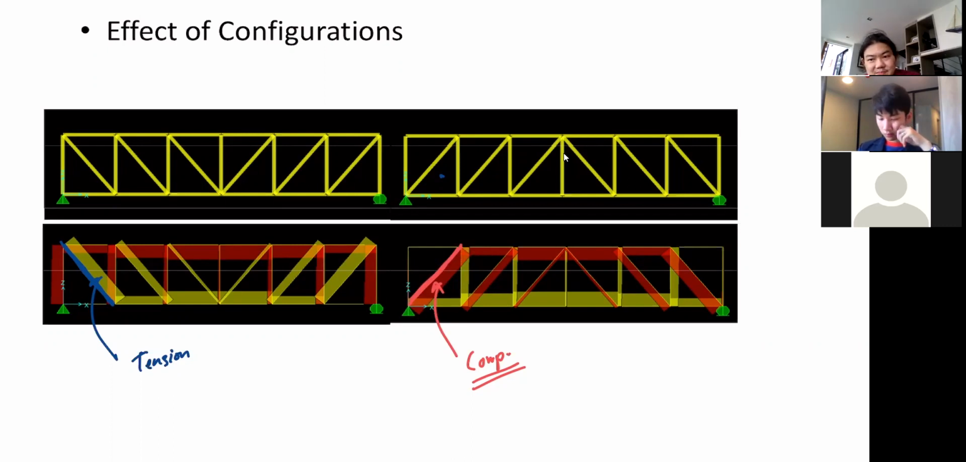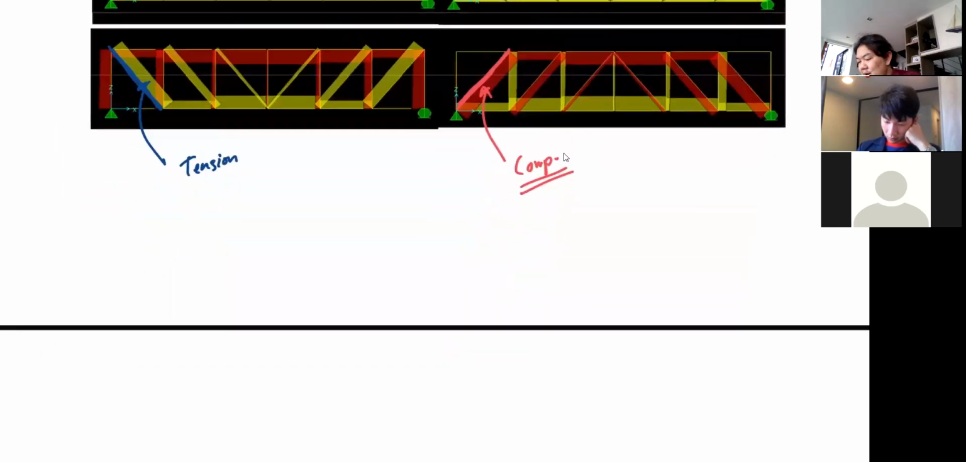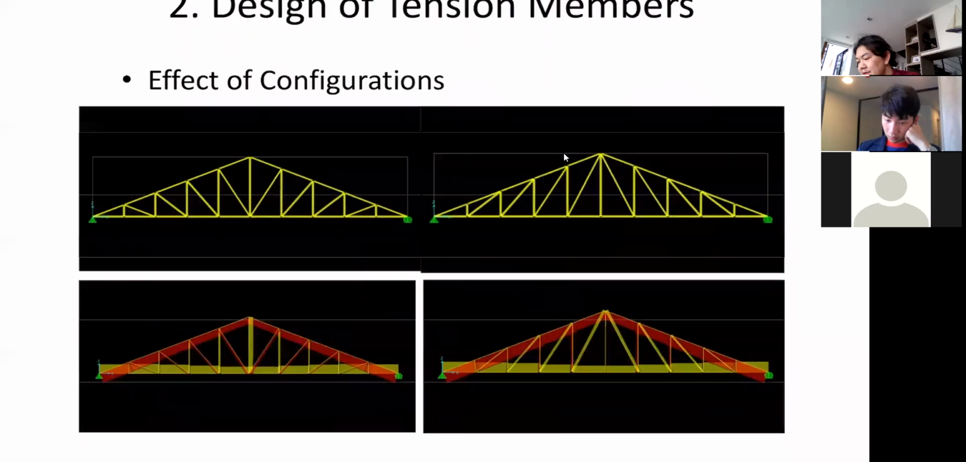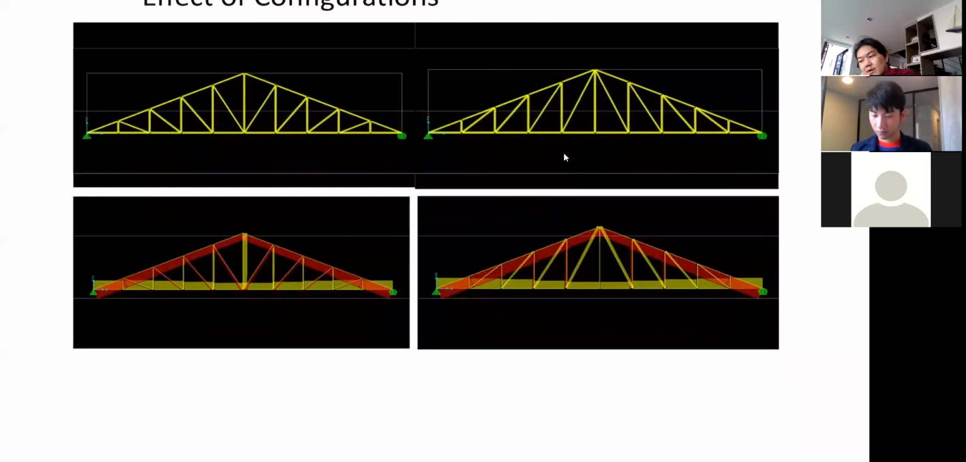Any question? And likewise, the same thing here. See, the configuration on the right here will give a longer diagonal web in tension. Meanwhile, this one will be under compression instead. So the selection of the truss configuration helps dictate what kind of force we have to handle as well. Okay.